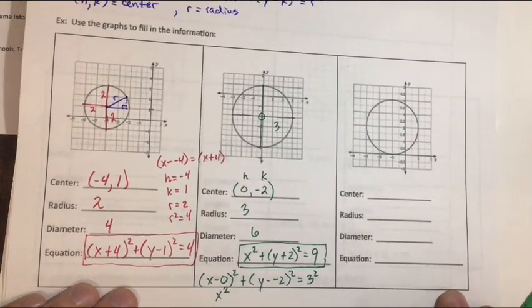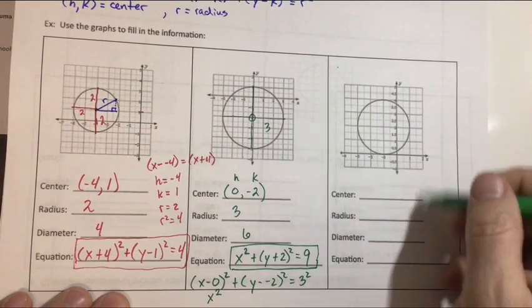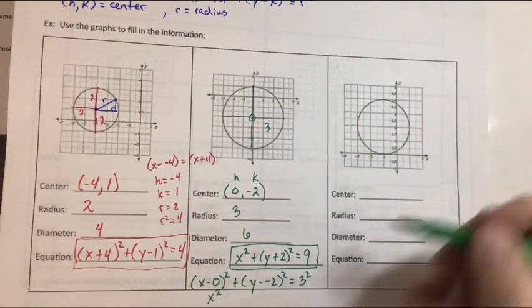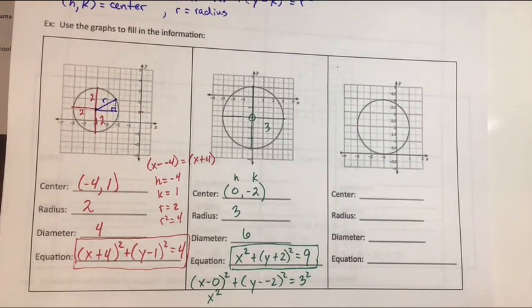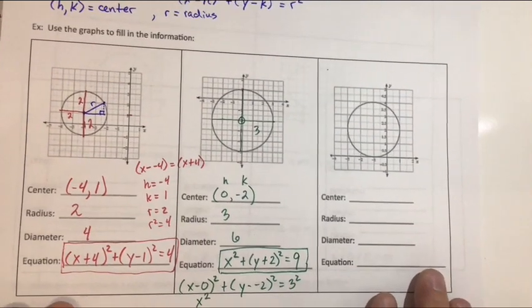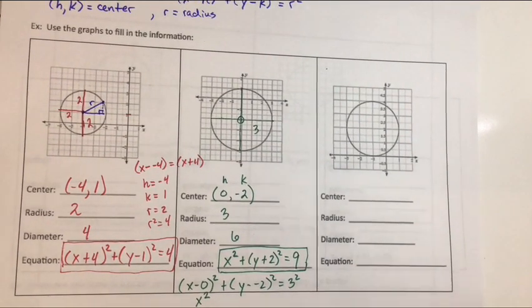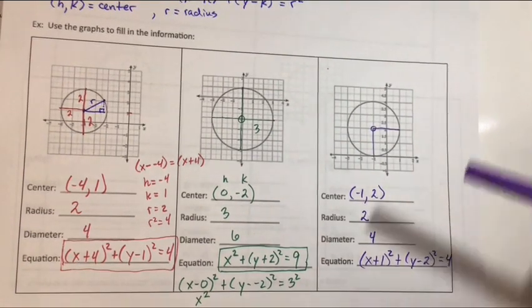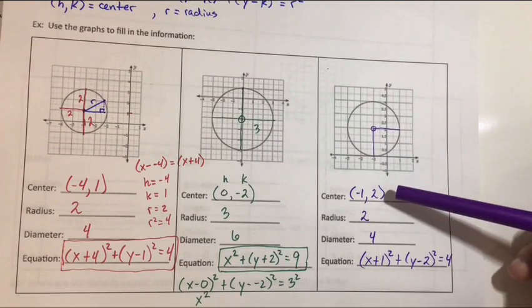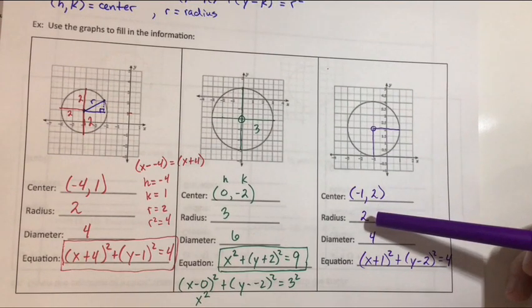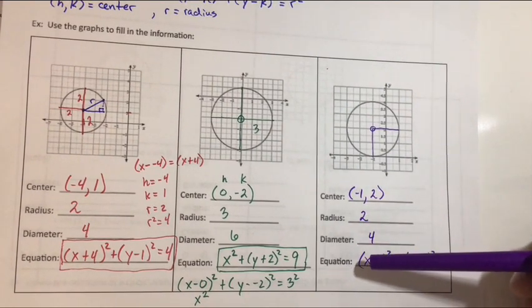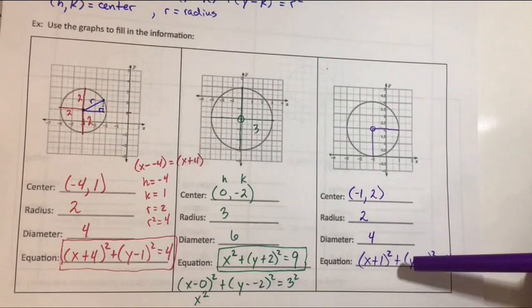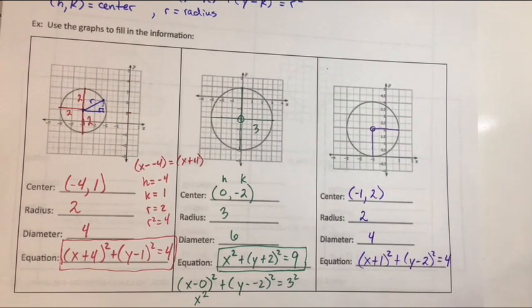I want you to try and come up with the third part of this example on your own. That means you'll need to pause the video and try this problem on your own. When you're ready to check your answer, you can click play to continue. Okay, this is what we should get. Since our circle has a center at (negative 1, 2) and a radius of 2, the equation is (x plus 1) squared plus (y minus 2) squared equals 4.